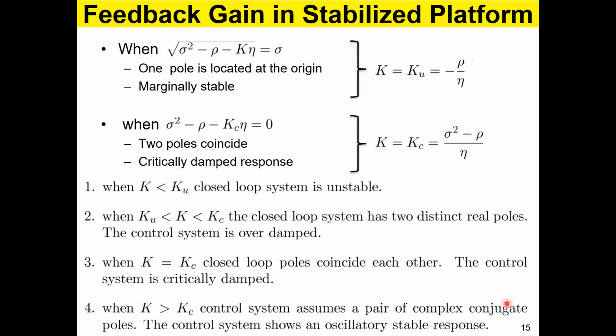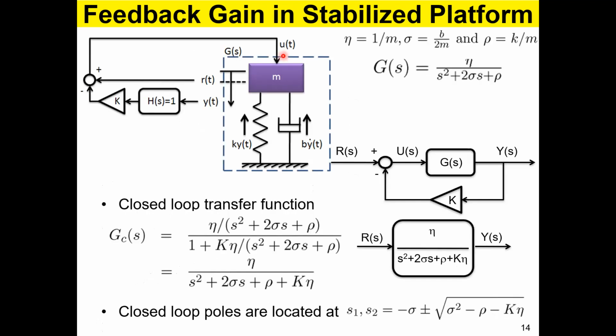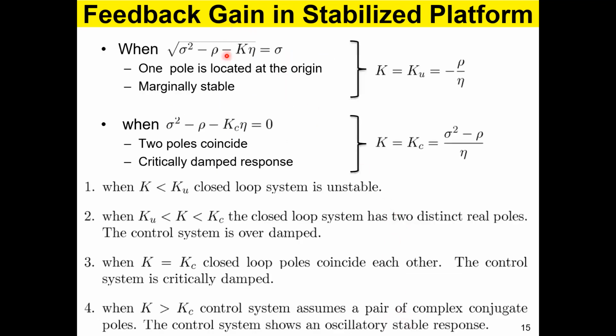Now we explain all these possibilities in one single slide here. If the square root of the determinant is sigma, equal to the real part, just to the left of that, minus sigma, then one of the poles is at the origin. So one pole is located at the origin. At that time, if you look at this equation, you can calculate K. At what value of K are we going to achieve this? So the answer is sigma over rho over eta, negative. And we give it a name Ku because it's a specific value of K, the ultimate gain. Because if you change it from there, if you reduce the gain below that point, you are unstable.